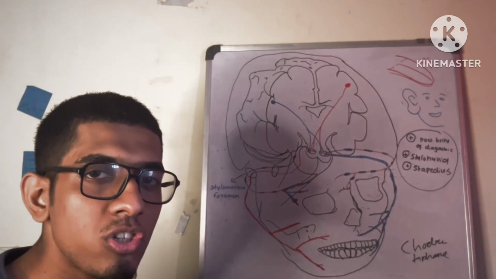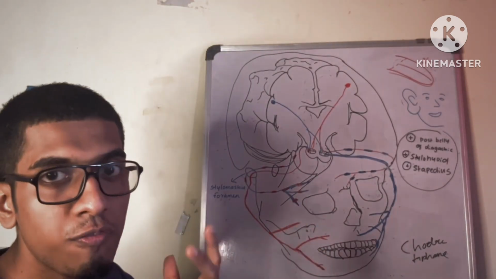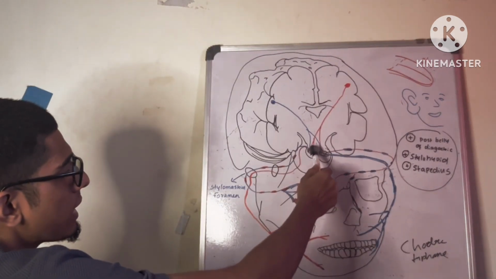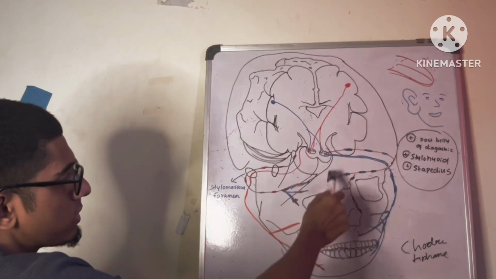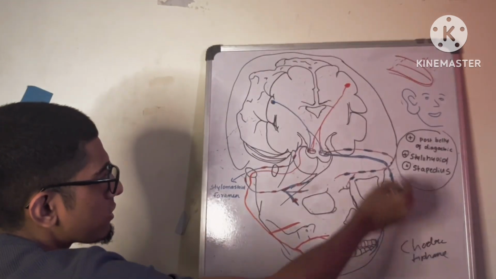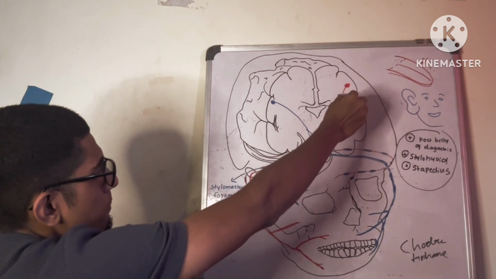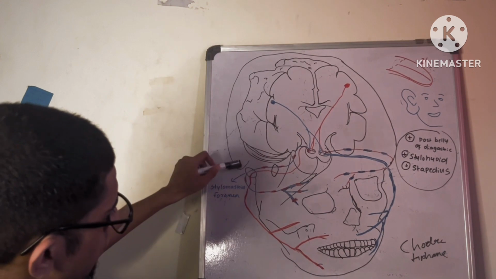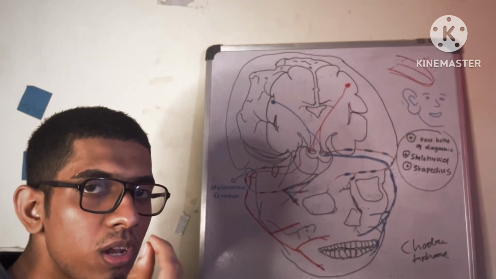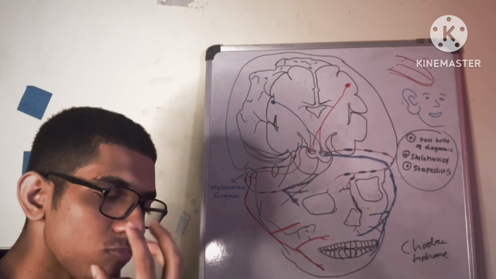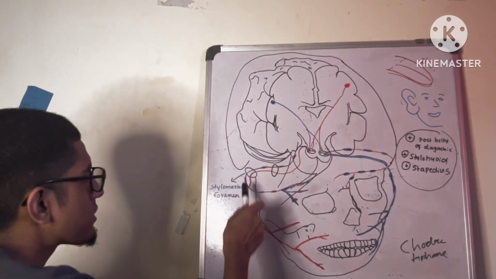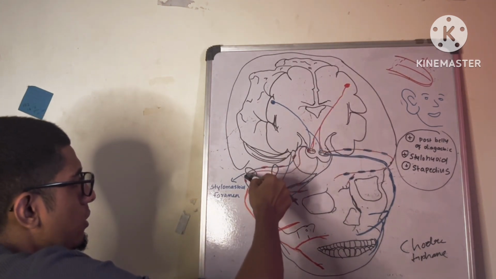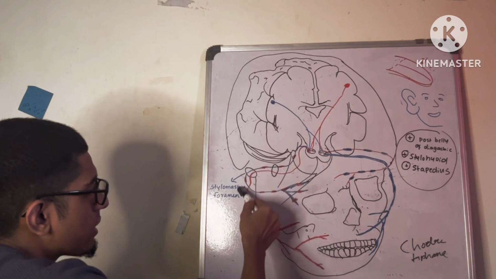Now, what is the difference between stroke and Bell's palsy when it's affecting the face? Look at that red line coming here. This is the brain, this is the brain stem, and this is the facial part. It comes through the stylomastoid foramen. This is the area where, when you get Bell's palsy, the nerve gets inflamed. The nerve comes from the brainstem and then goes to the face.